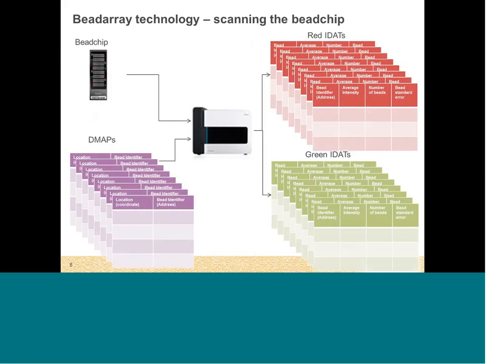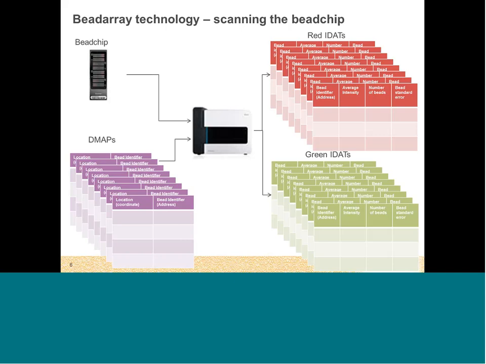All right. What happens when a scanner scans a bead chip? The scanner creates an image for each stripe. A grid is overlaid on top of that image, and the DMAP table is applied so that each bead on the image is identified properly. The scanner then extracts the intensity for each bead type from the image and outputs that information in what we call IDATs, intensity data files.